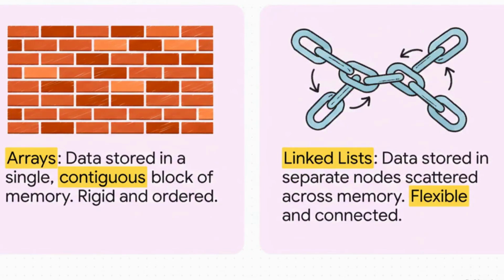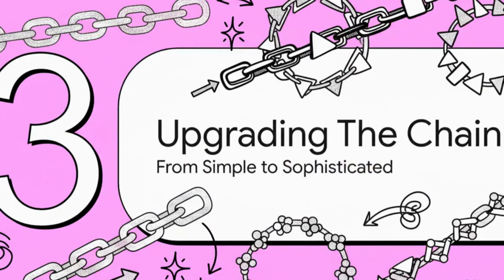So the crucial point is this fundamental difference. An array is one single solid block of memory. A linked list, on the other hand, is a flexible, dynamic chain of individual links, and it's this flexibility that really gives it its power. Now let's see how this basic chain concept evolves to solve even more complex problems. Because it turns out there isn't just one type of chain. There are actually several really powerful variations.